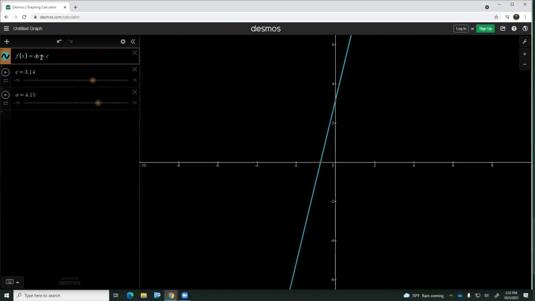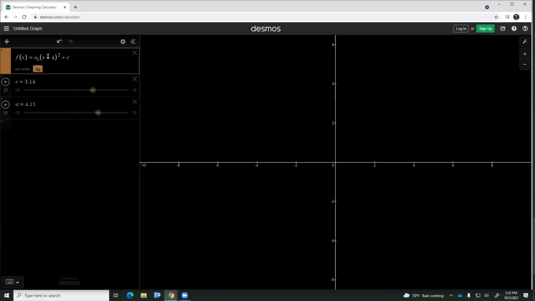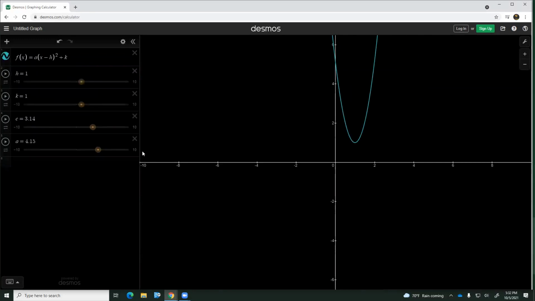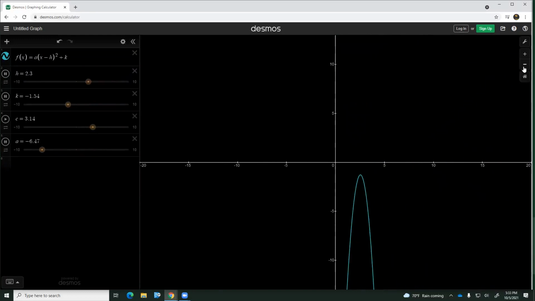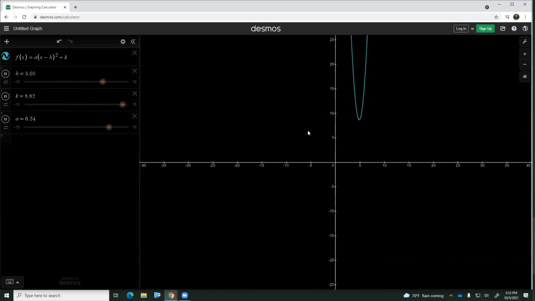If I do x squared, and this is what we've been working with, x minus h, plus k. And we move these things around, we can see, once again, let me zoom out here. You can see they're getting narrower, getting wider, moving around. This is all the stuff we've been doing before, right? Everybody cool with that? Now, if we get into even and odd functions, right?